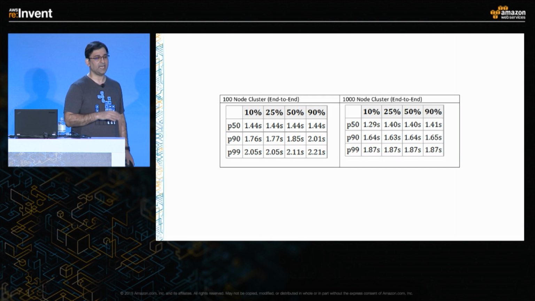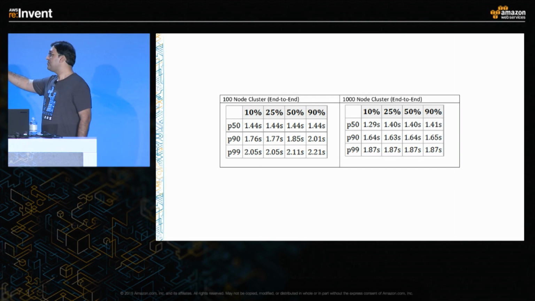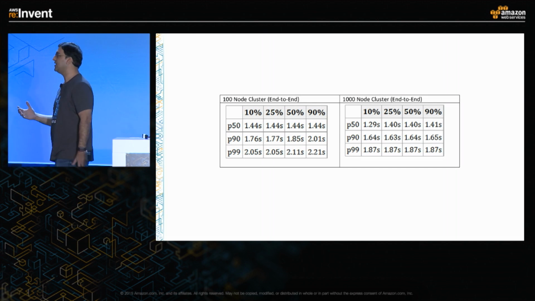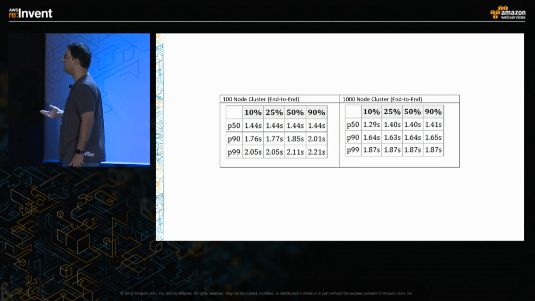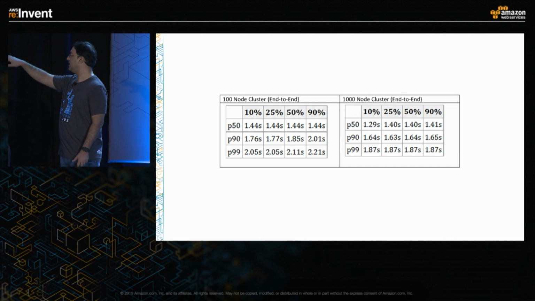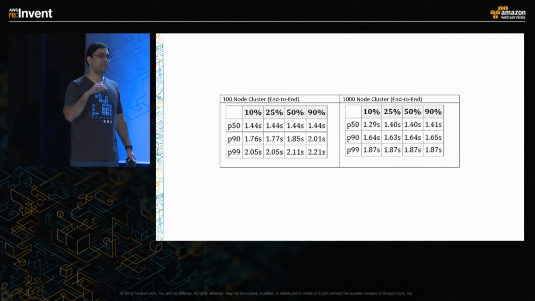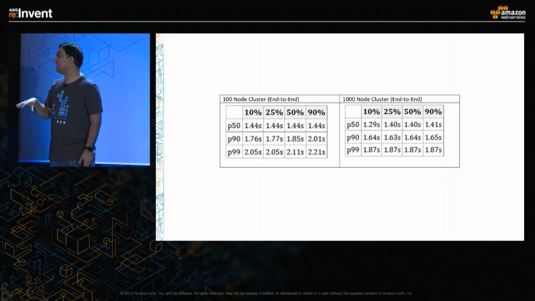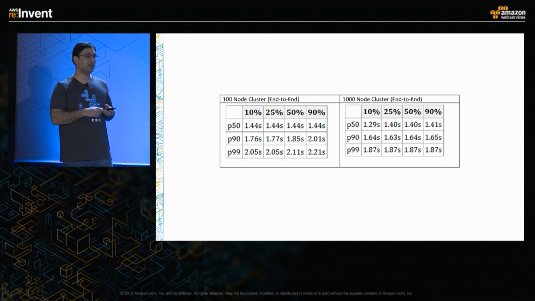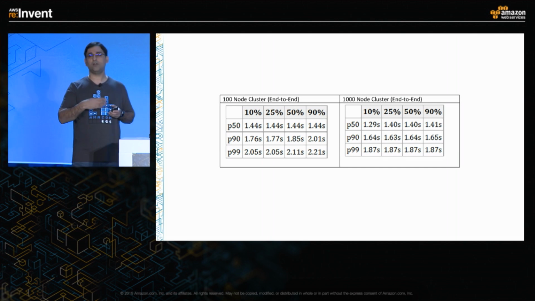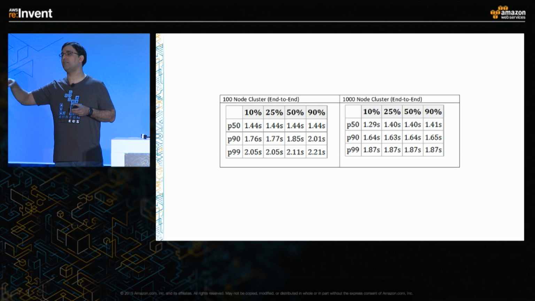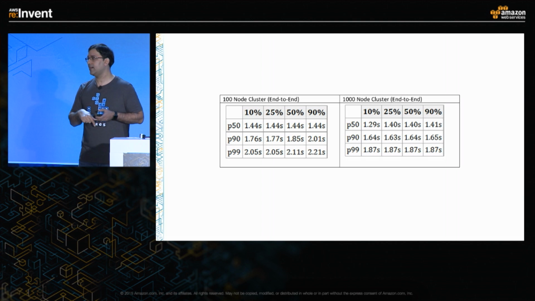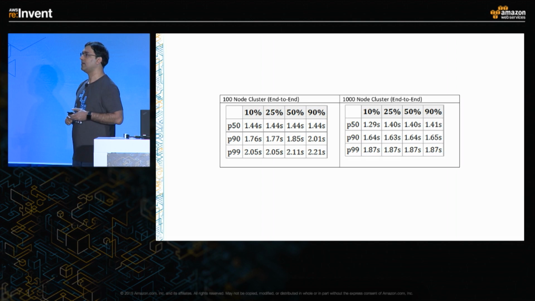So let me share some more specific data. In this chart, you are seeing 2 clusters. One is 100 nodes, so 100 container instances. The other one is 1,000 nodes, so 1,000 container instances. The rows are the 50th, 90th, and 99th percentile latencies, end-to-end. When you have a client, you submit a request, it takes the task, launches it somewhere, the Docker daemon starts the task and all the containers, and you send an ACK back to the client, and the client says, OK, now it's running.